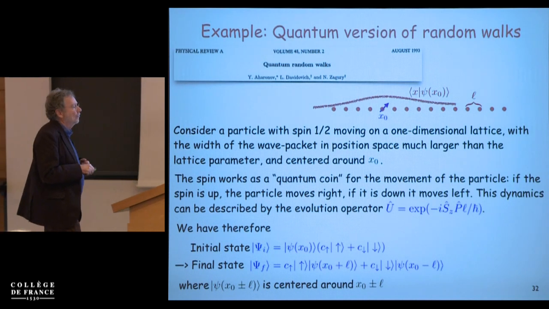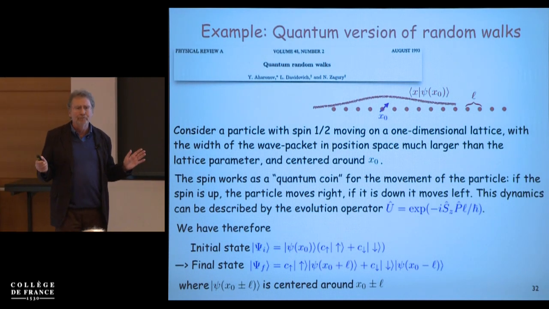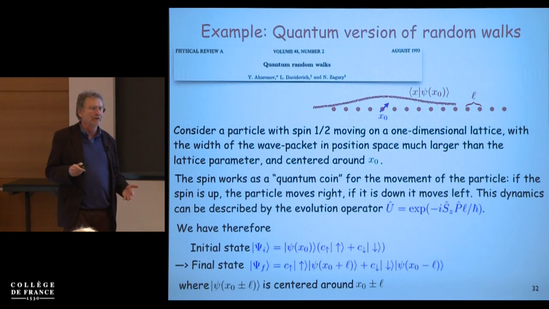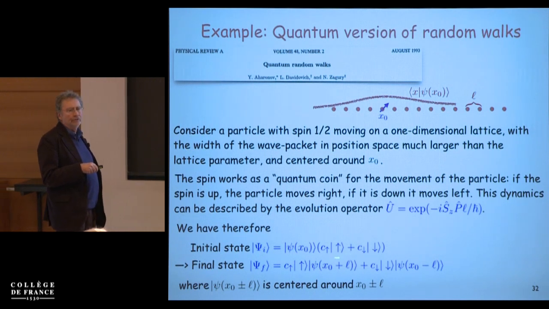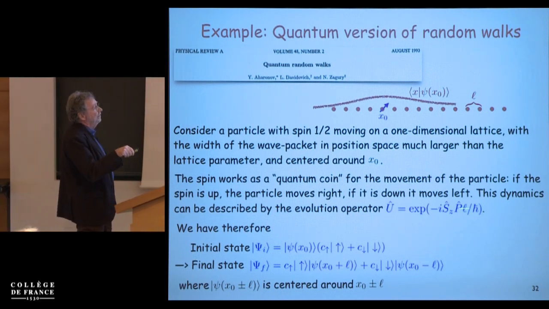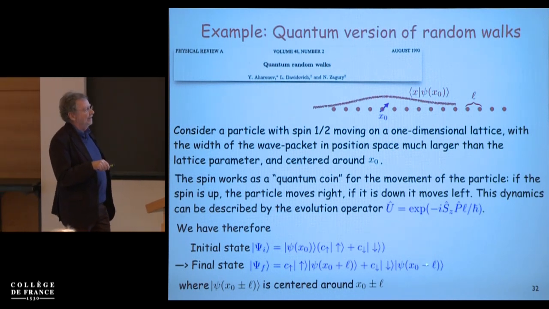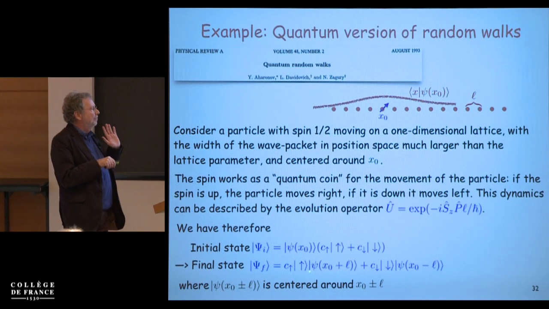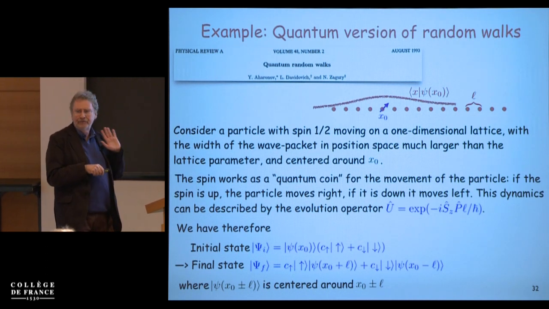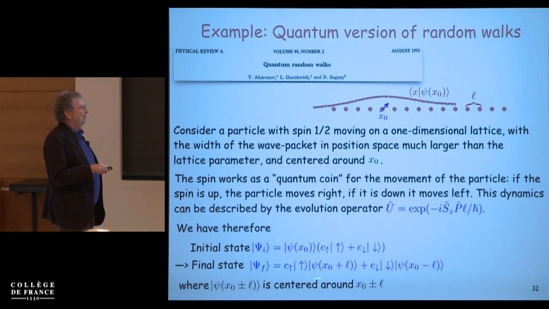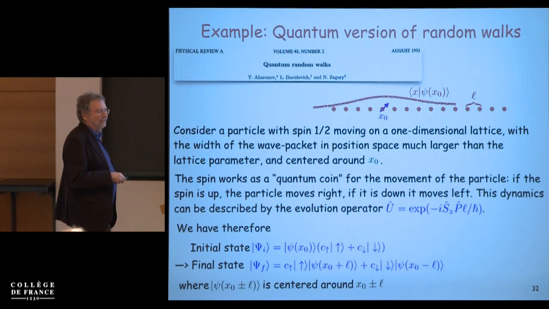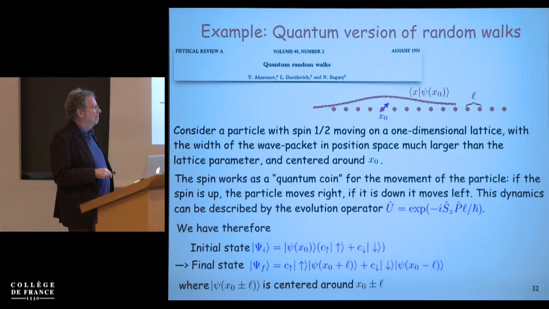Okay. Now, of course, here there is no quantum mechanics up to now. This quantum coin could be a classical coin. But quantum mechanics comes in when we write down the initial state as this one. Okay, so this is a superposition state. So the final state, just applying this unitary evolution, then will be like that. You see again the correlation. Spin up, right; spin down, left. And this state here is centered around x0 plus or minus L.